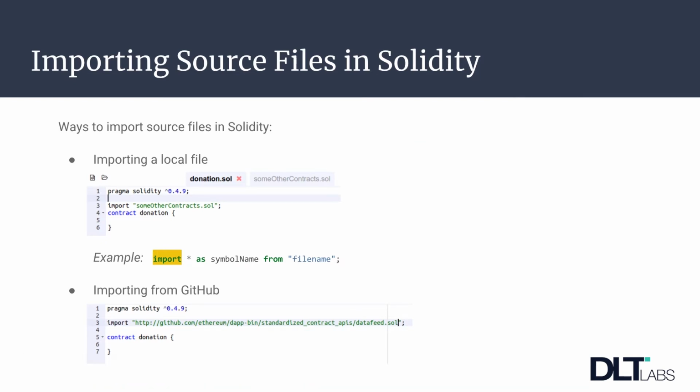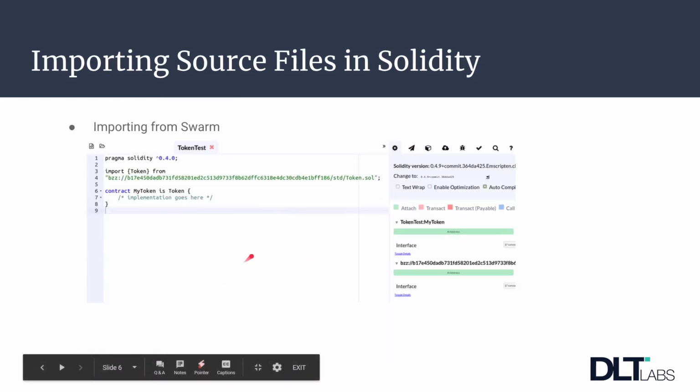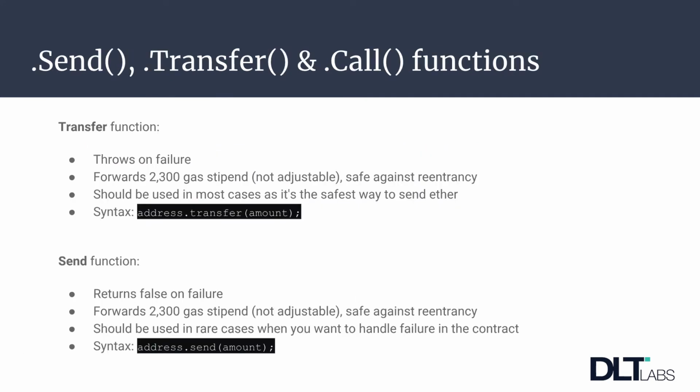Other ways to import source files are importing from GitHub, where the URL to the Git repo can be specified, and importing from Swarm, using all the URLs supported by Swarm. Since version 0.4.13, Solidity has one new important function, the transfer function. Here's the difference between send, transfer, and call functions.